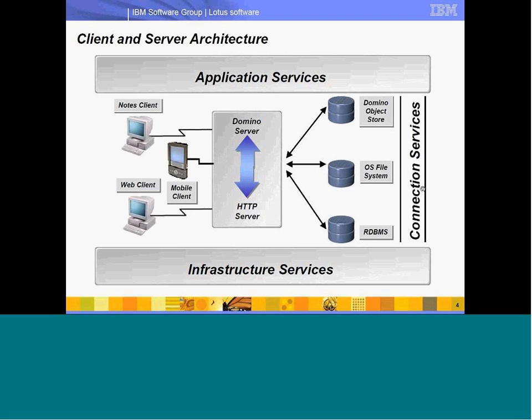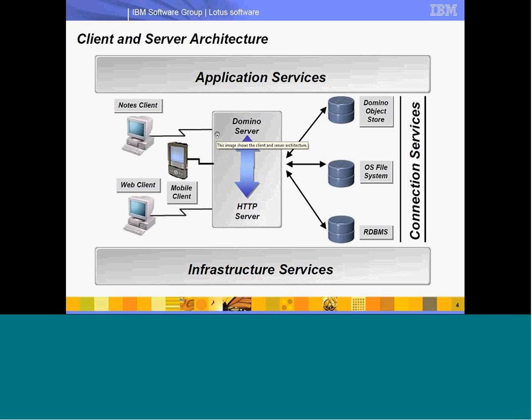So the connection services. These are the connections. We have different types of connection services. We can connect to the Domino server. Once I connect all these different types of connections to my Domino server, then the server will provide services to the clients. What kind of clients do I have?